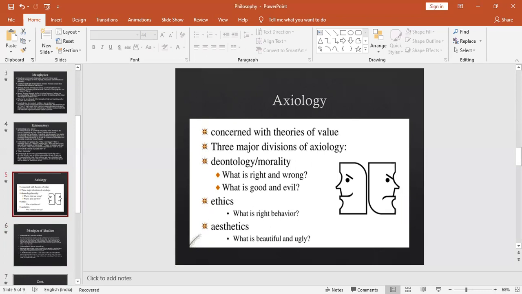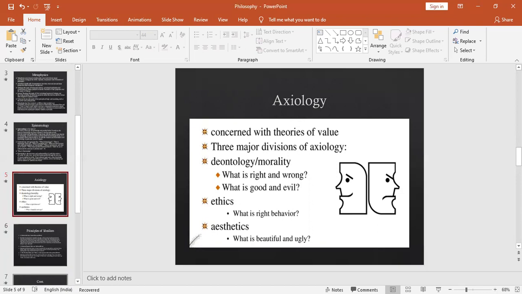The three major divisions of axiology: the first is deontology. Ontology is the study of being or the study of existence, right? So this is deontology, or we can say morality. That is, what is right and what is wrong, what is good and what is evil. That is morality.